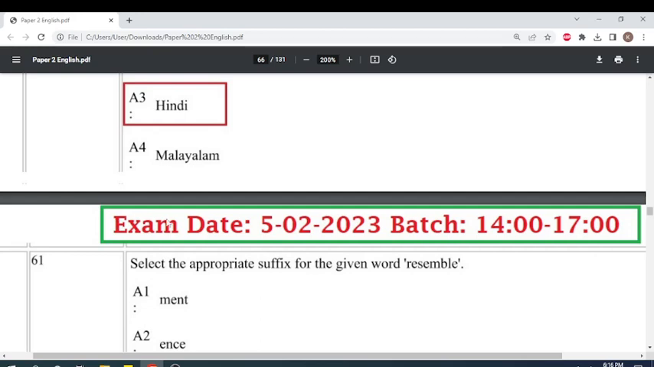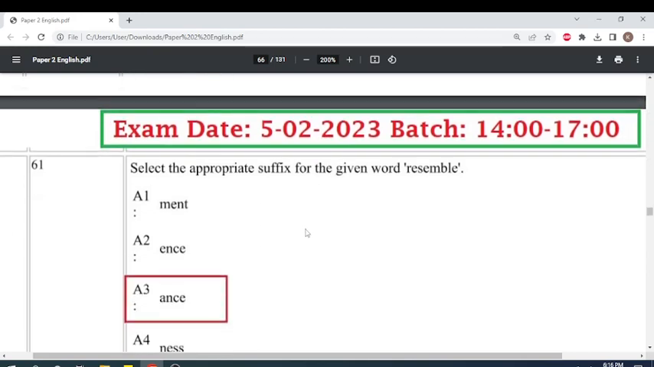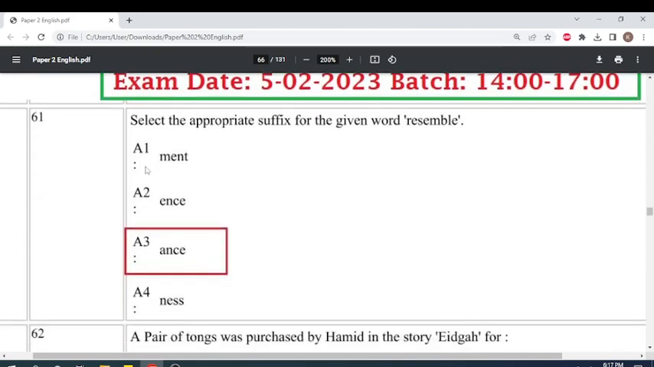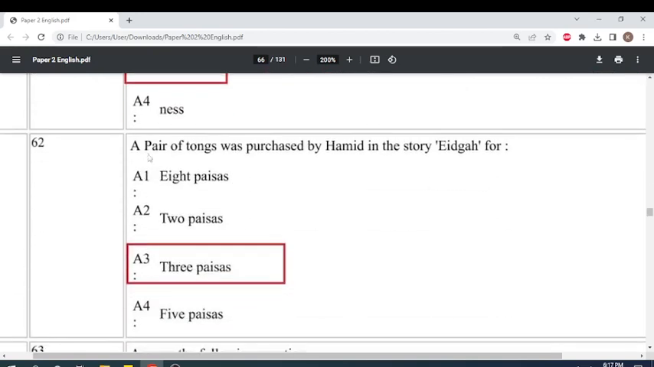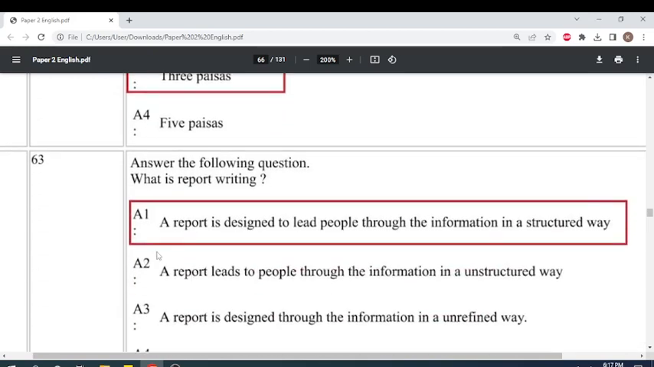5-2-2023, afternoon batch. The tentative answer key is below. Question number 61. Select the appropriate suffix for the given word resemble. Answer: A3. 62. A pair of tongues was purchased by Hamlet in the story. Answer: A3 3 paisas. 63. Answer the following questions. What is report writing? A report is designed to lead people through the information in a structured way.